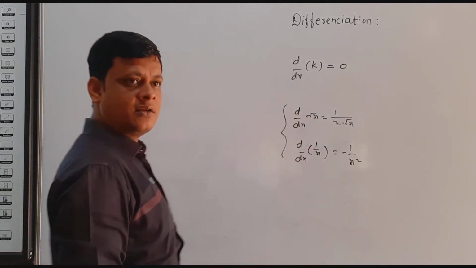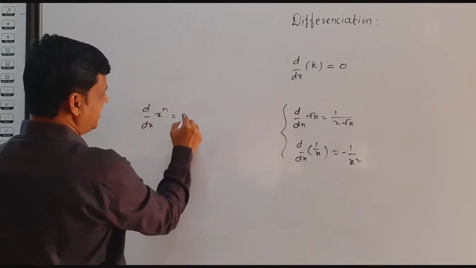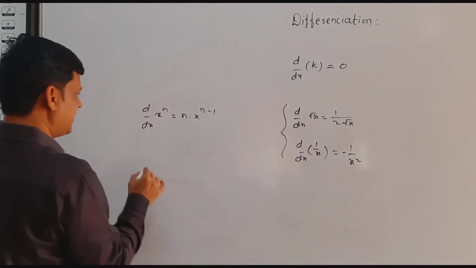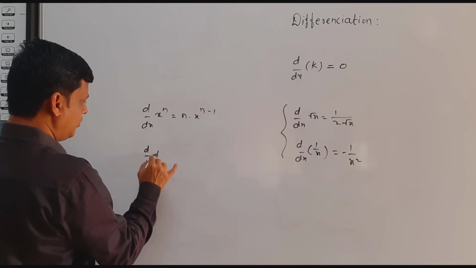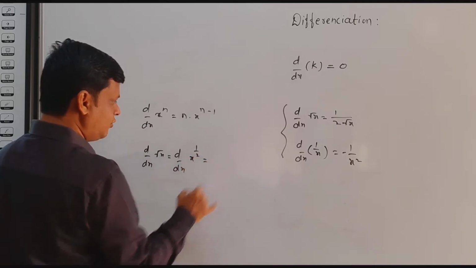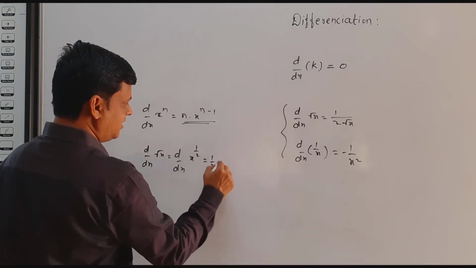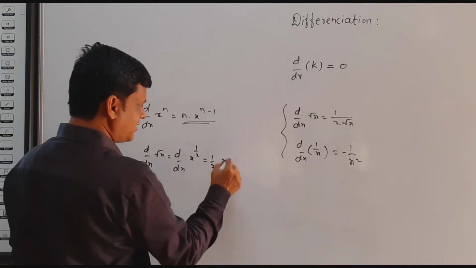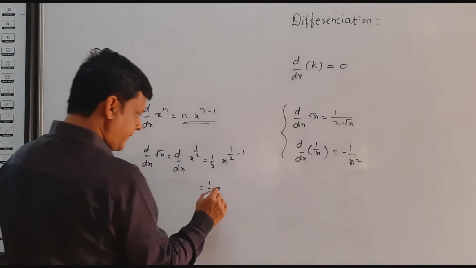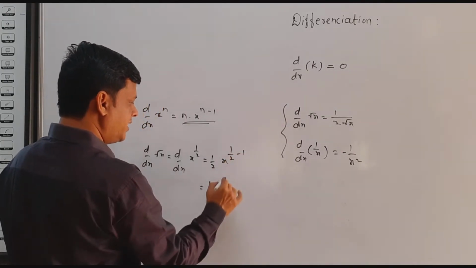Actually these two are of the form d by dx of x raised to the power n, that is n into x raised to the power n minus 1, because root x can be written as x raised to the power 1 by 2. So d by dx of root x is equal to d by dx of x raised to the power 1 by 2. By using this formula, we write this 1 by 2 in multiplication. We reduce the power of the variable x by 1. So 1 by 2 minus 1, that means we write here x raised to the power minus 1 by 2.